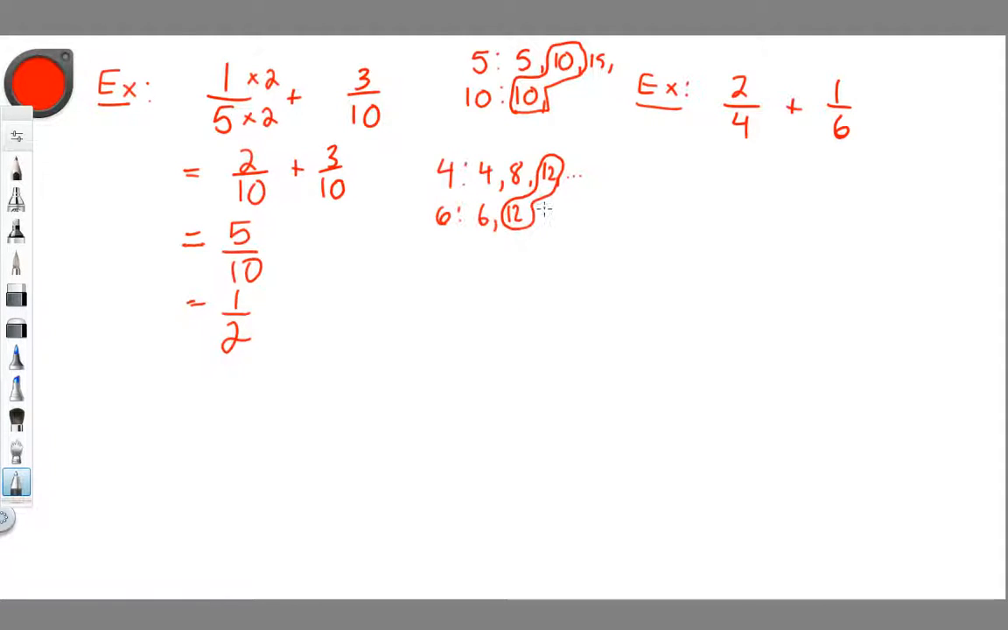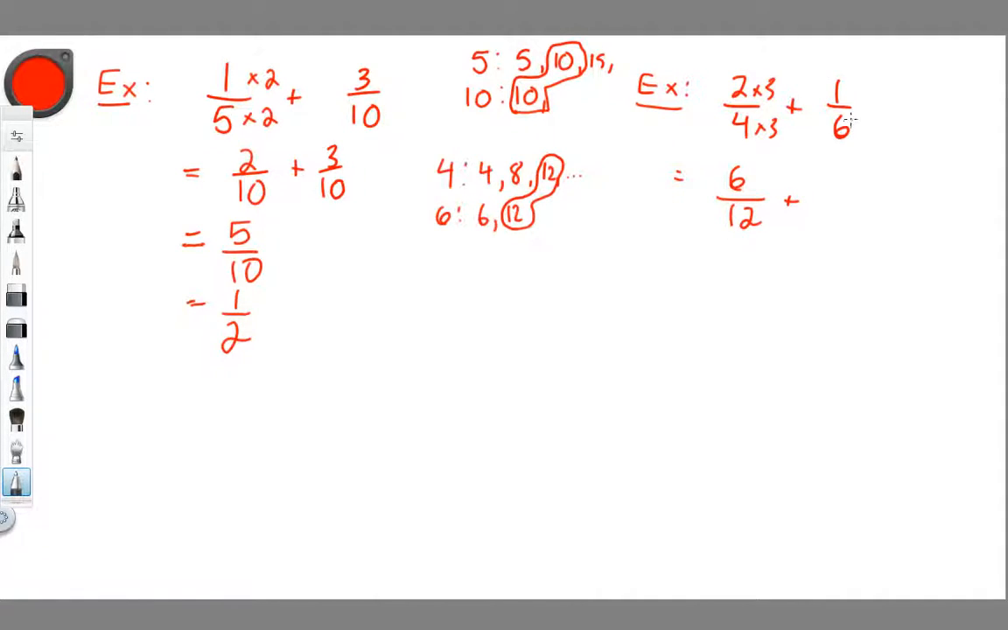So I know that I have to get 12 on the bottom of both of these fractions. So I ask myself, how can I get 4 to be 12? If I times it by 3. So if I want to times this by 3, I've got to times the entire thing by 3, so top and bottom by 3. So I times this by 3, times by 3, and then I end up with 6 over 12.